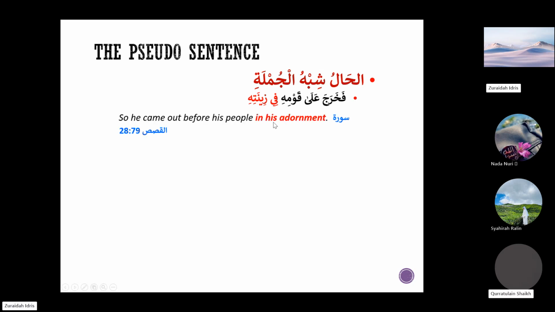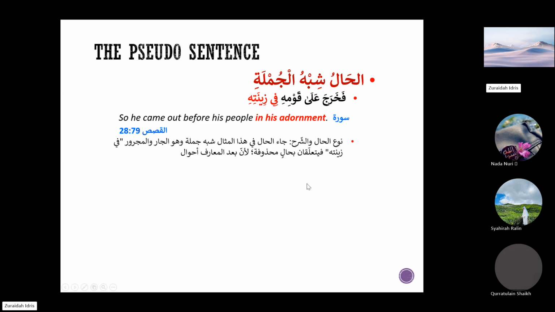So here we see fi zinatihi. This is actually jawa majrur. And we have a long type of explanation here. Usually when we talk about shibhu jumlah, we look at things that are muta'alik, connected to something. When you say something is connected, you're giving more detail to something.